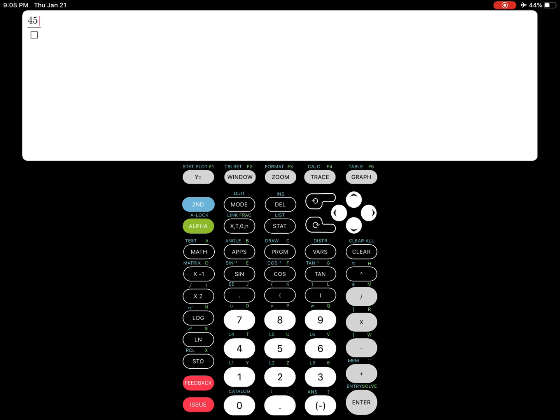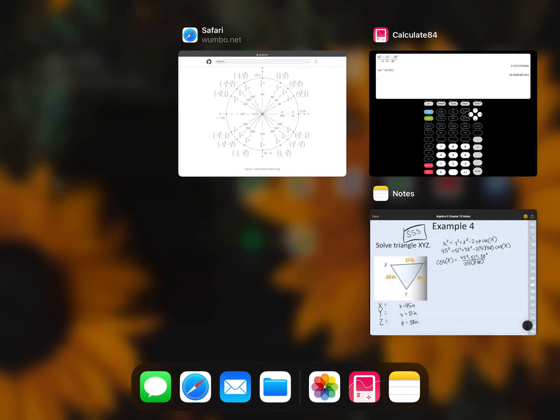So 45 squared, minus, not multiply, 51 squared minus 38 squared, all over negative 2 times 51 times 38. So 0.521, and we're going to need the inverse cosine of that, 0.521, and we're going to get 58.6 for angle x.